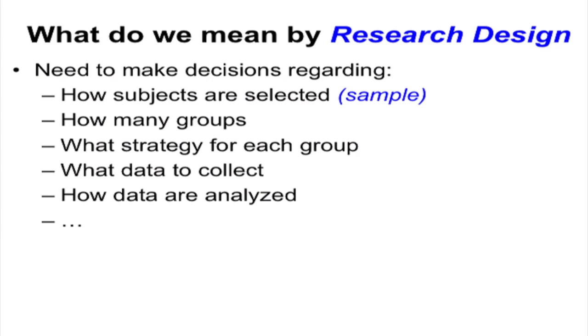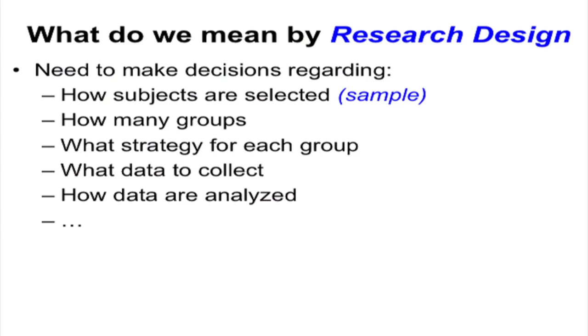So some more technical words here. We've been using this word research design often, and what do we exactly mean by research design? While planning your research study, you will need to make several decisions. For example, how do you select the students or the subjects for your study? This is known as the sample of your study. How many groups to have? And as one of you asked, how do you make sure that the groups are similar? Which strategy or which treatment should I give to each group? Which data to collect? How data are analyzed?